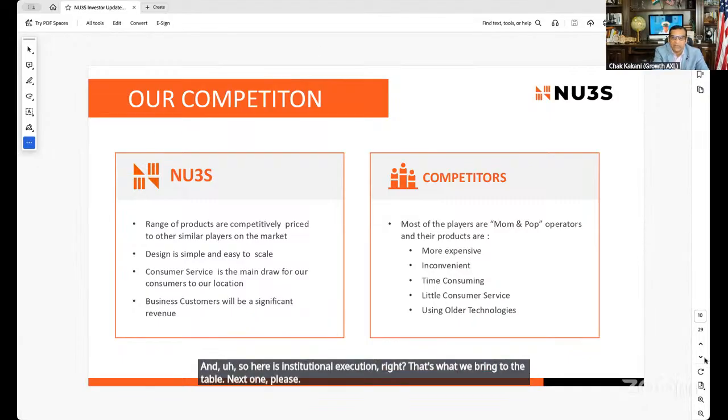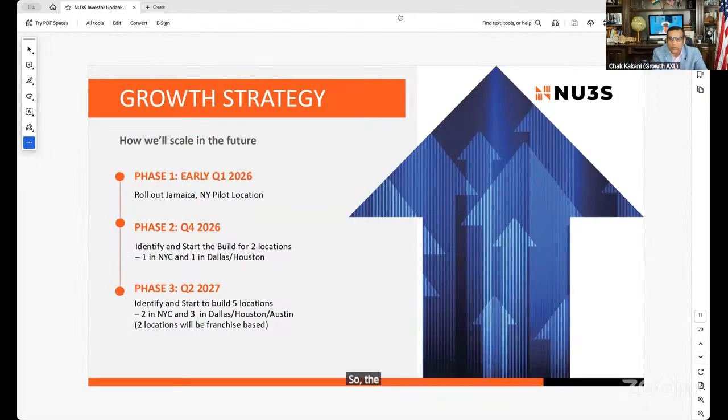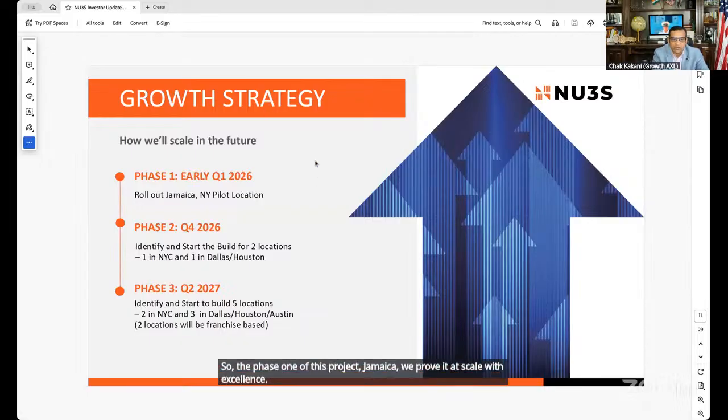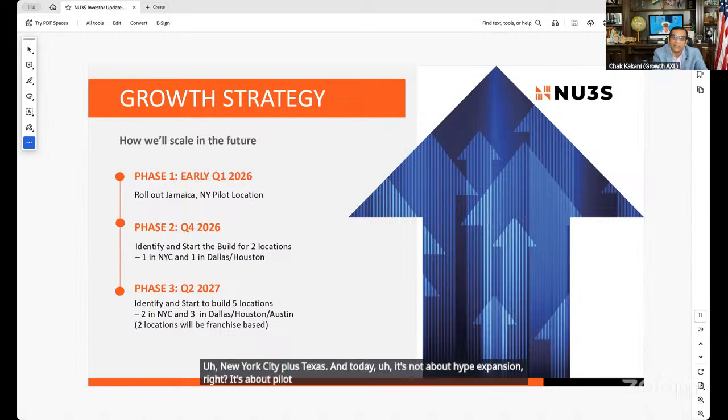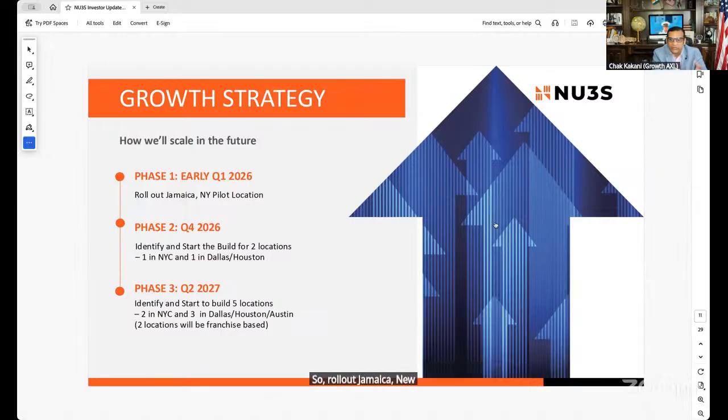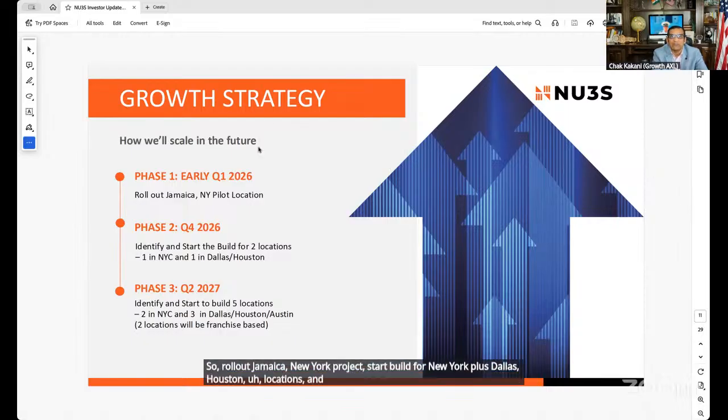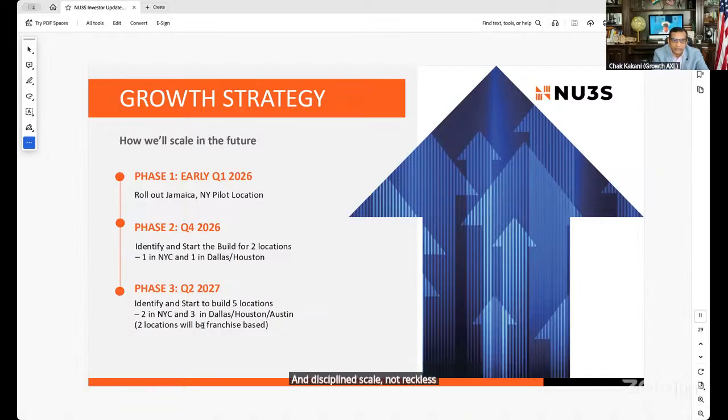Next one, please. So the phase one of this project, Jamaica, we prove it at scale with excellence. Then disciplined expansion. We are not about crazy expansion, but very disciplined expansion. New York City plus Texas. And today, it's not about hype, right? It's about a pilot that's about to open. I keep mentioning that all through. So rollout: Jamaica, New York project, then start build for New York plus Dallas and Houston locations, including a franchise model that we'll get to, and disciplined scale, not reckless, ambitious expansion. Okay, something I want you to note.